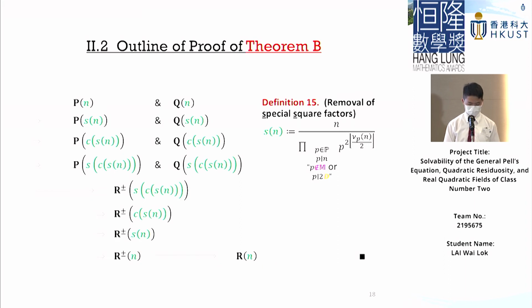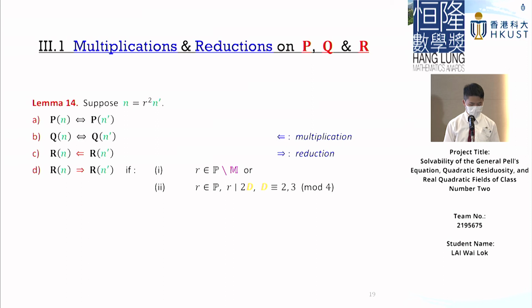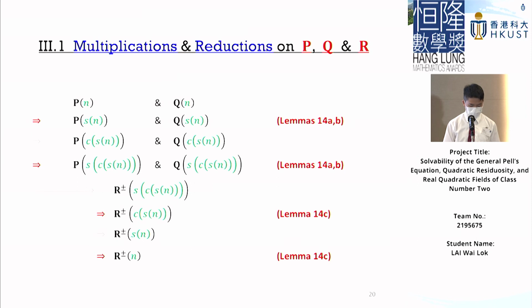Here are the concrete steps. Firstly, I proved lemma 14 to extend the ideas of multiplication and reduction to P, Q, and R, as shown here. It provides these 4 steps, which involve adding S to P and Q here, or removing S from R plus or minus here. The next step is to deal with C.